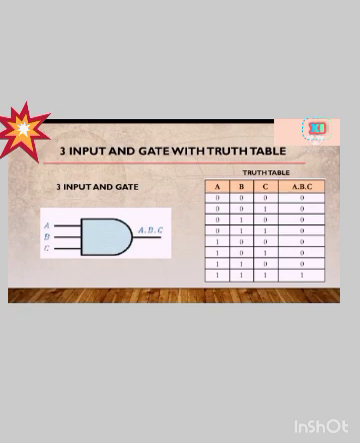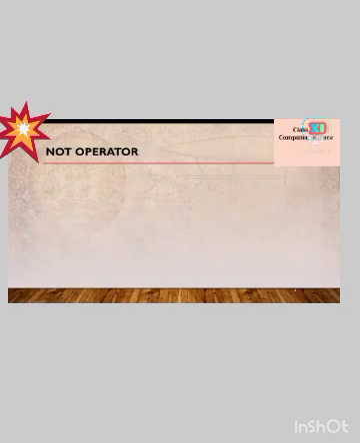For the 3 inputs also, if all the inputs are 1, then only the output is 1. For all other cases, A dot B dot C is in which state? 0. For the combination of 0, 0, 0 to 1, 1, 1, if all the inputs are 1, then only the output is 1. If all the inputs are 0 or either of the inputs is 0, then the output is 0. That is the case of 3 input AND gate. Here you can see the gate symbol and truth table.